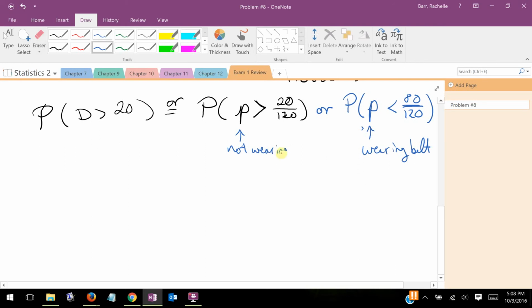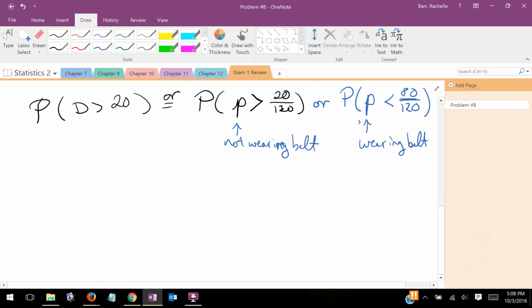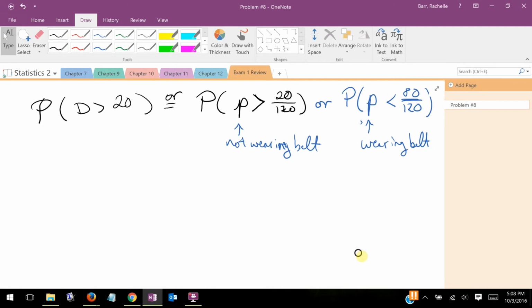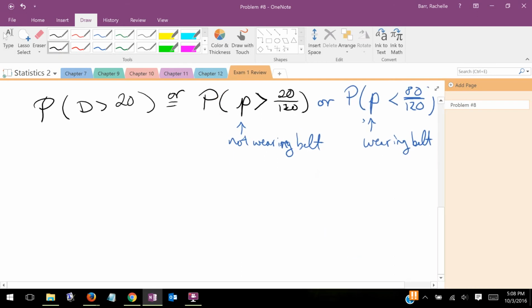I accidentally hit the eraser, sorry about that. This is the one I'm going to go with for now, just because I've already got that one set up, and that's the way I did it in the review. This is the probability I want to find, and since this is clearly a proportion, I need to do the normal approximation to the binomial to come up with the appropriate mean and standard deviation.